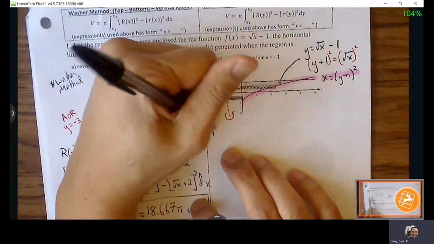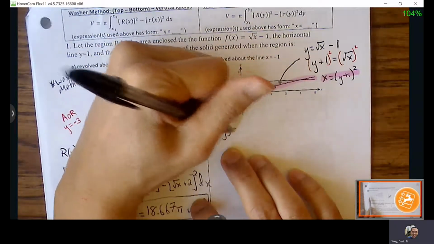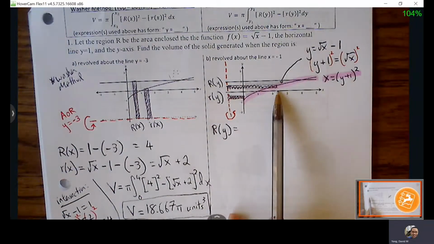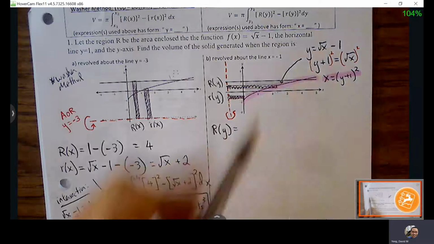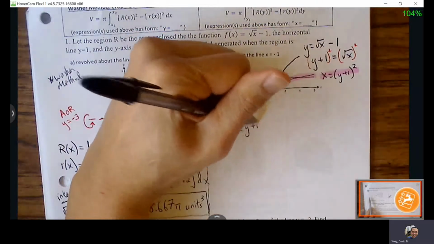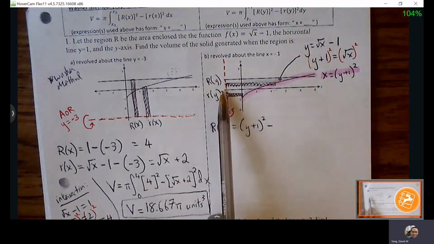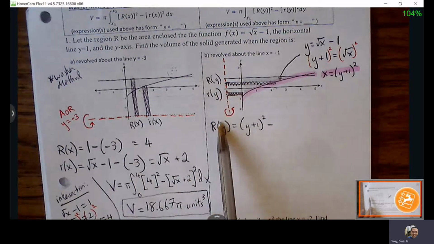Okay, big radius, right minus left. What's the right end point of big radius touching? Yeah, y plus 1 squared. Minus, what's the left end point of big radius touching? The negative 1.